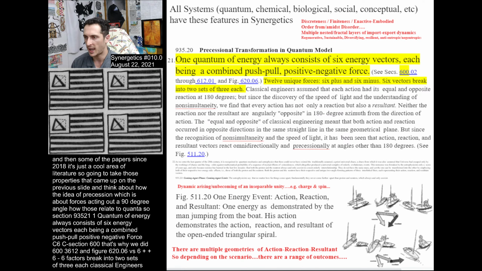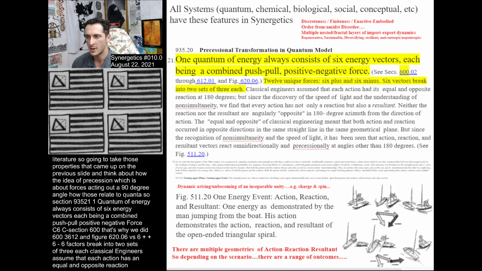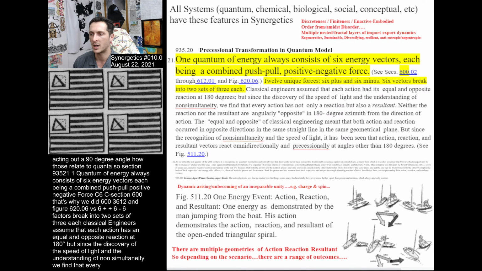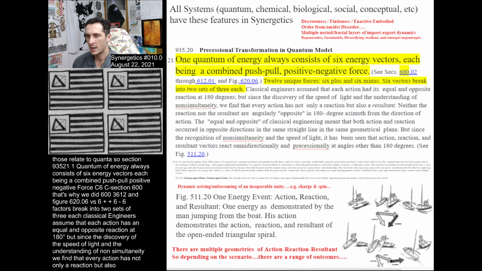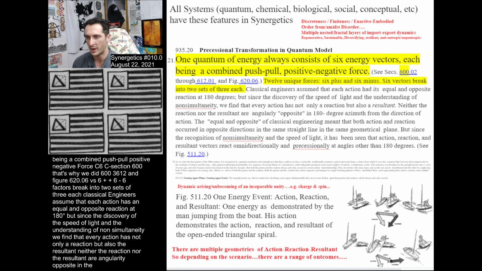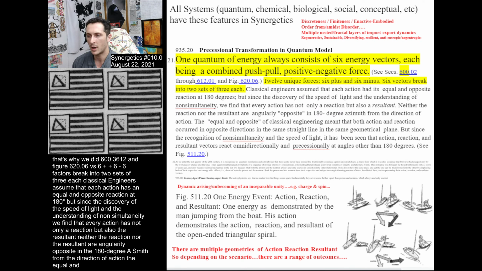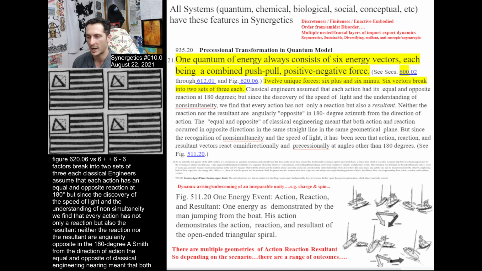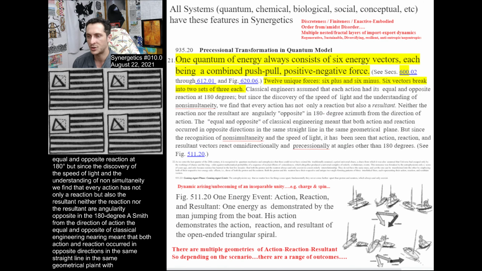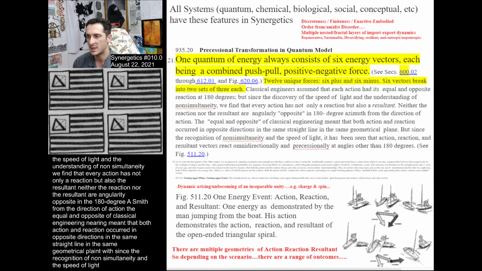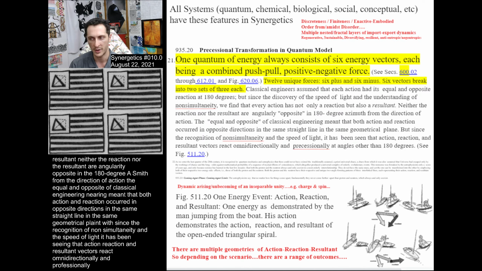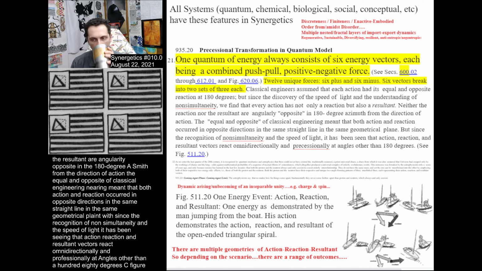Classical engineers assumed that each action had its equal and opposite reaction at 180 degrees. But since the discovery of the speed of light and the understanding of non-simultaneity, we find that every action has not only a reaction, but also a resultant. Neither the reaction nor the resultant are angularly opposite in the 180-degree azimuth from the direction of action. The equal and opposite of classical engineering meant that both action and reaction occurred in opposite directions in the same straight line in the same geometrical plane. But since the recognition of non-simultaneity and the speed of light, it has been seen that action, reaction, and resultant vectors react omnidirectionally and precessionally at angles other than 180 degrees. See figure 511.20.